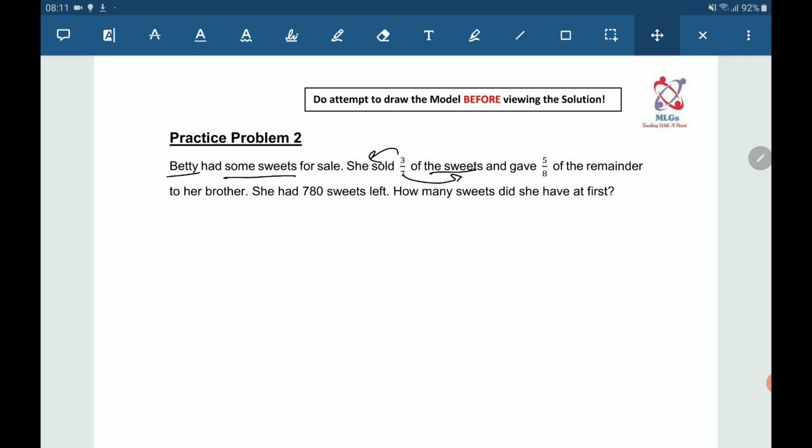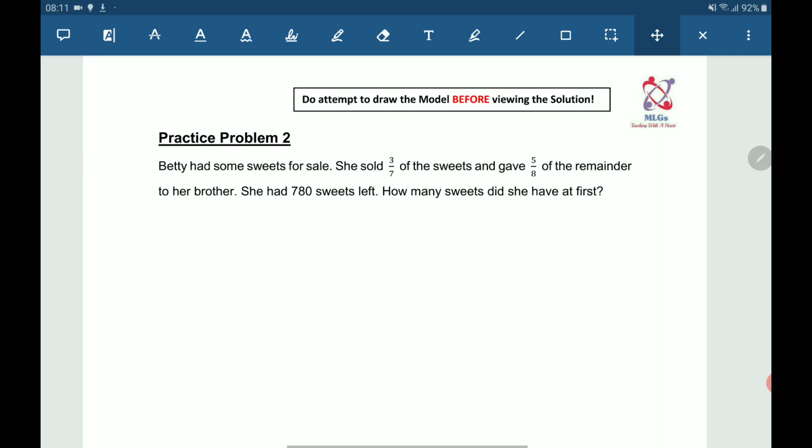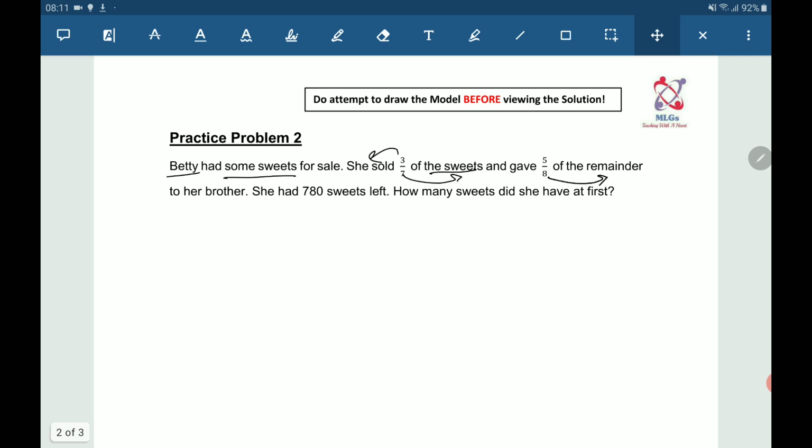And then there's a second fraction, and again I have to break out the fraction so that I know how to continue drawing the model. So the remainder has a total of 8. So what does the denominator mean?